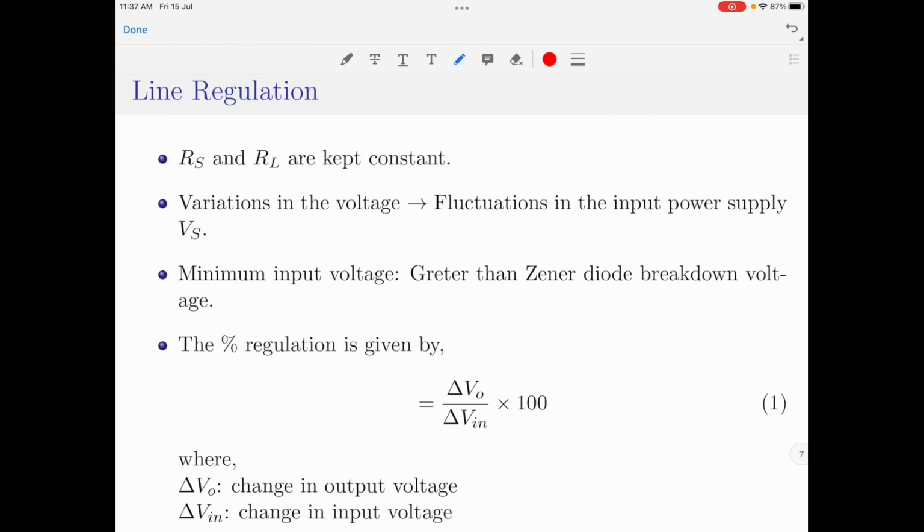So, in summary, in line regulation, the series resistance Rs and the load resistance RL are kept constant and the variations in the voltage are attributed to the changes in the input power supply. Care must be taken to make sure the input voltage is greater than the minimum input voltage required to reverse bias and break down the Zener diode. Otherwise, voltage regulation cannot be achieved. And lastly, the percentage regulation is given by delta V naught divided by delta V in multiplied by 100, where delta V naught is the change in the output voltage and delta V in is the change in the input voltage.